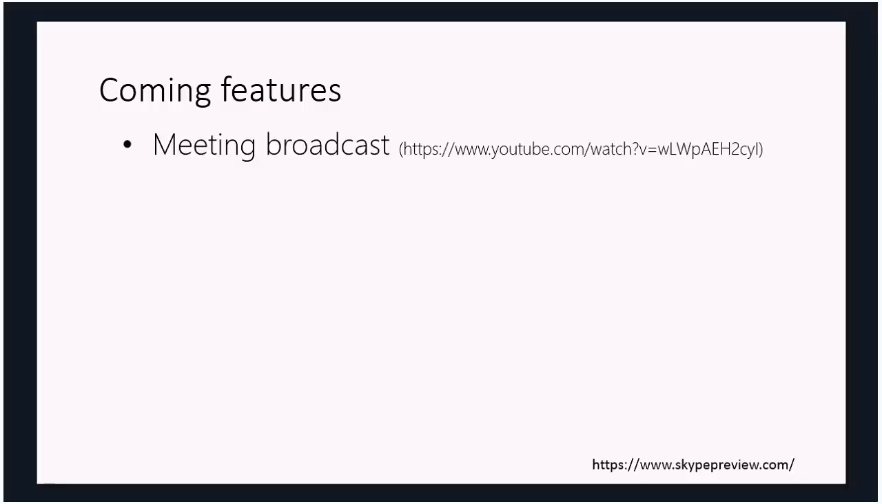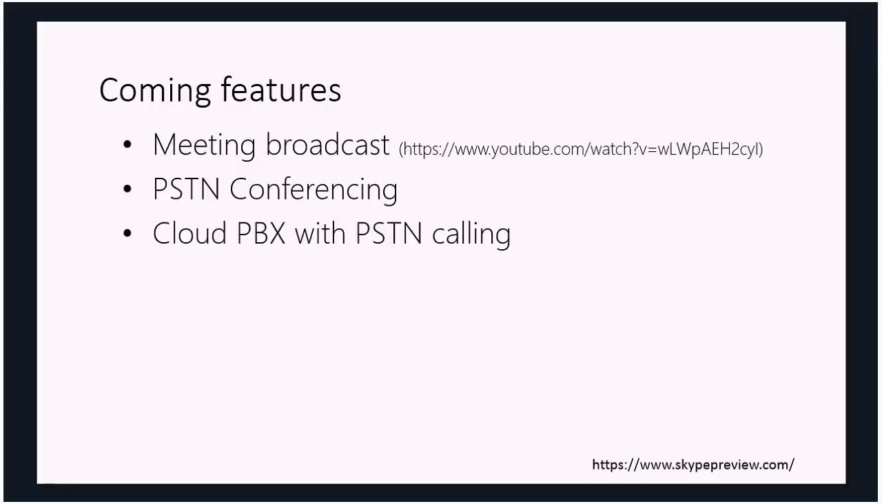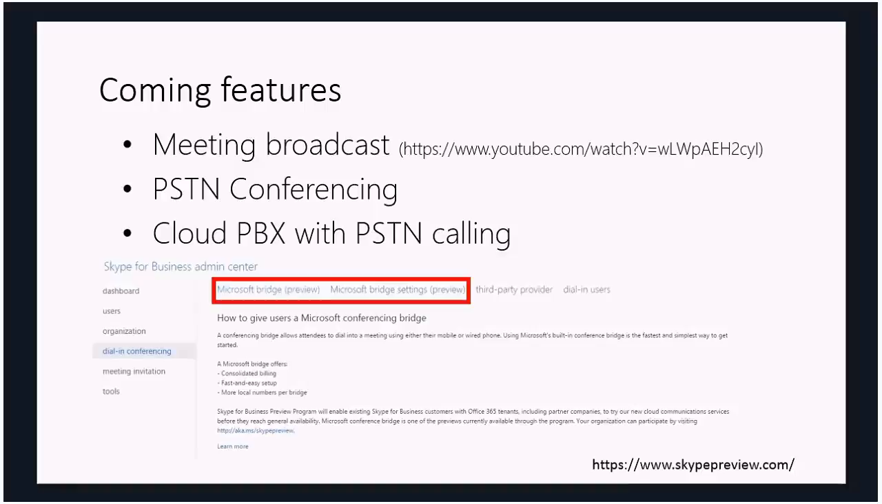So meeting broadcast is now available in all regions, or in preview is available in all regions. So you can go to skypepreview.com and sign up for that today and try that out. The other option now is around the PSTN conferencing and the cloud PBX. Now, what that means is at the moment we obviously have to add third-party dial-in providers that bridge into Skype for Business. Now, Microsoft is working on bringing that or integrating that functionality directly into Skype for Business. So if you do sign up for that preview, which at the moment is typically US only based, you'll see that when you go into your Skype for Business Admin Center, you now get the Microsoft Bridge that you can now go in and configure.